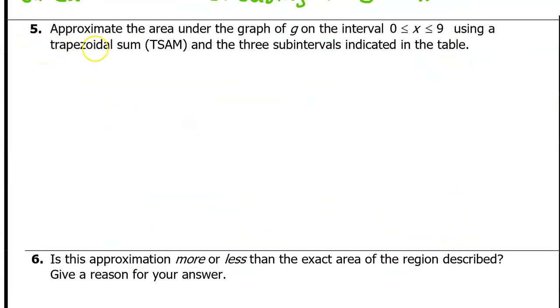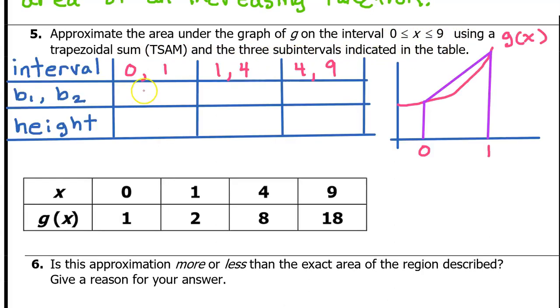Number 5. Approximate the area under the graph of g on the interval from 0 to 9 using trapezoidal sum, TSAM, and the 3 subintervals indicated in the table. We are using the same intervals as we did before. Here's a trapezoid model to help you visualize what we are doing.